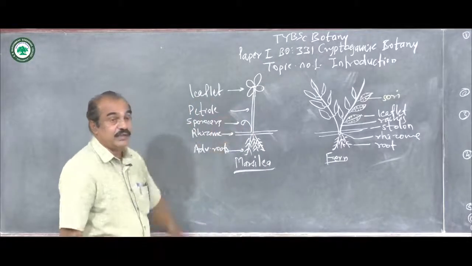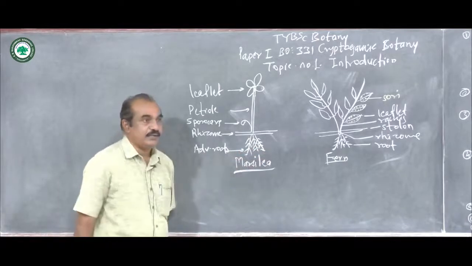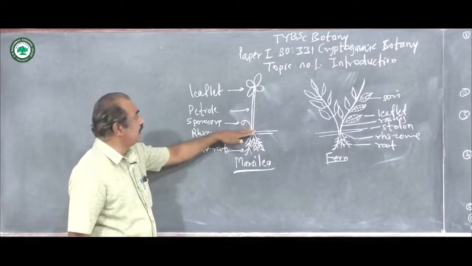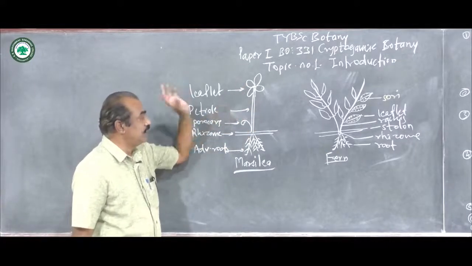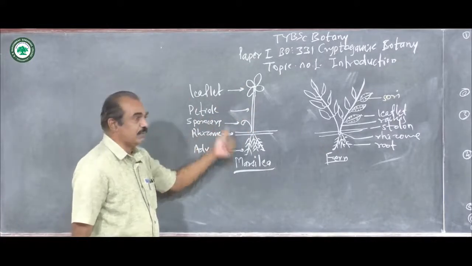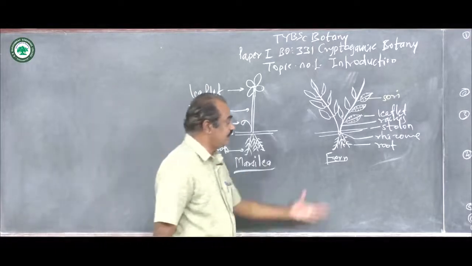The rhizome is nothing but the underground stem, and in the soil there are the adventitious roots. While exposed to the air, there are the leaves, and the leaves have leaflets, and sporocarps, which are the reproductive structures in which the spores are there. Now another example, that is the fern.